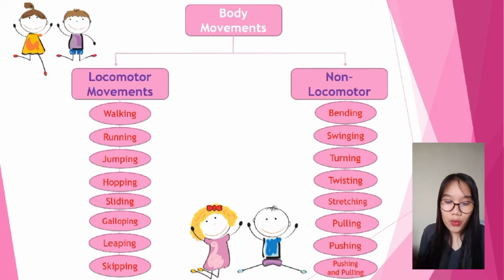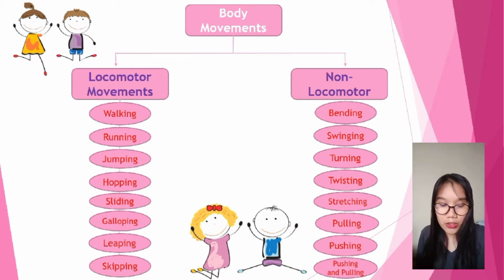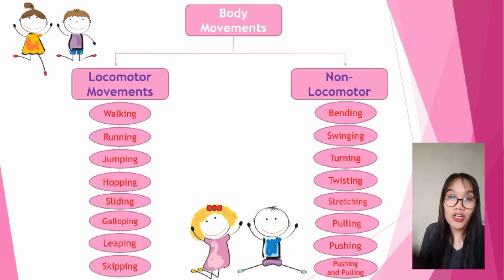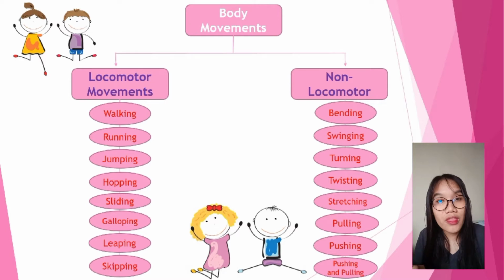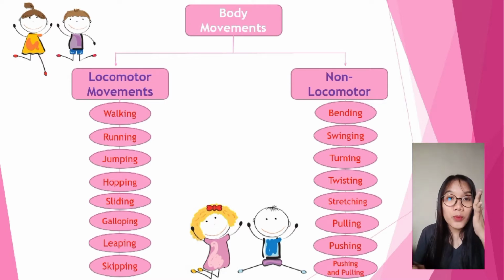So here are words, and you see the words under locomotor movements. We have walking, running, jumping, hopping, sliding, galloping, leaping, and skipping. Okay, that's for your locomotor. While your non-locomotor movements are those words there: bending, swinging, turning, twisting, stretching, pulling, pushing, and the combination of both pushing and pulling.